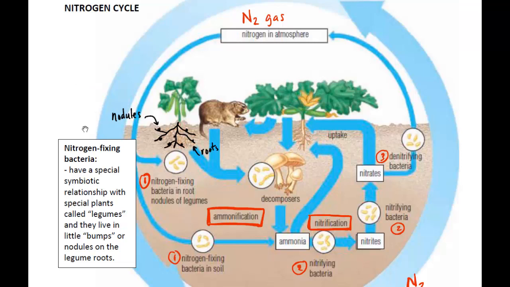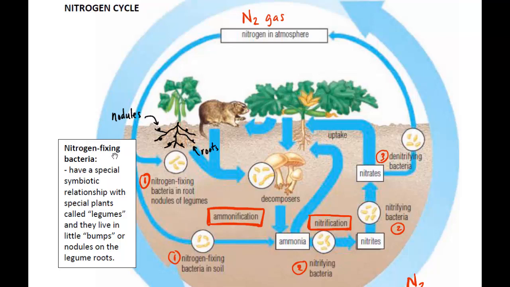Finally, we have the nitrogen cycle. The nitrogen cycle starts with nitrogen gas in the atmosphere. Then what's going to happen is it's going to be taken up not by plants themselves. Plants cannot directly use the nitrogen gas. It's actually taken up by nitrogen-fixing bacteria.